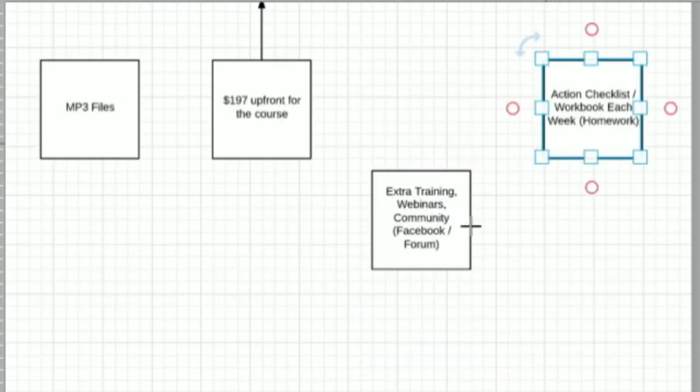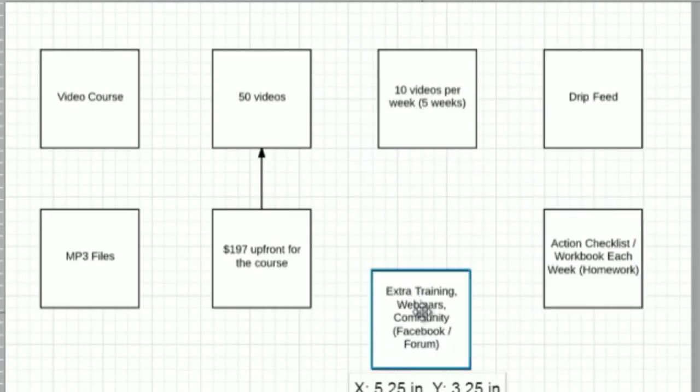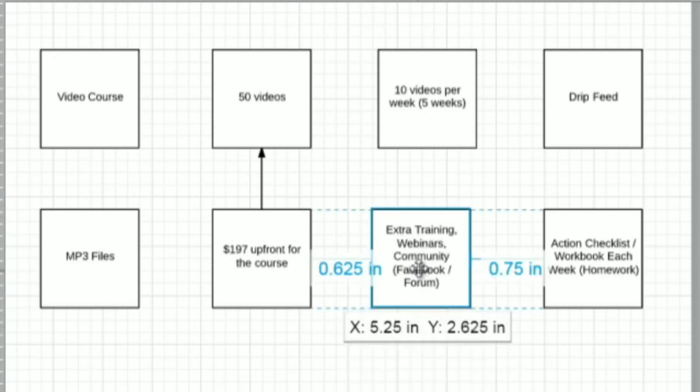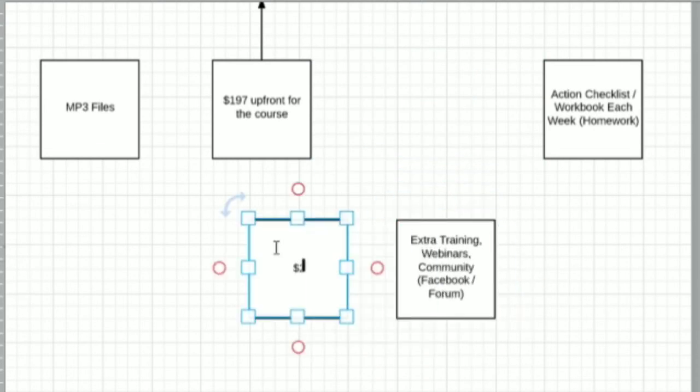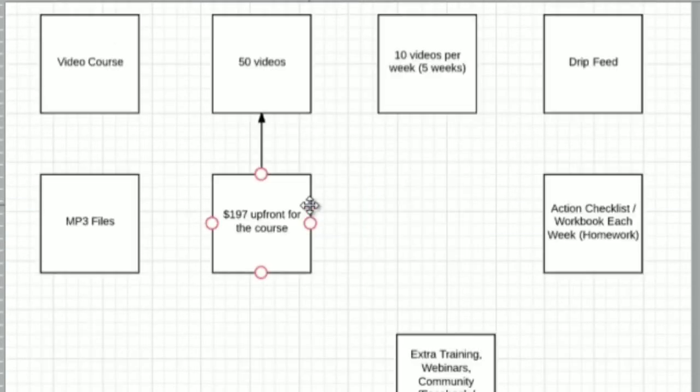The forums are a little bit more difficult because you have more information. But all right, as you can see here, let's just do $197, and then let's do $27 per month. So we're going to tack that on. Essentially what is happening here is we have a $197 upfront course.